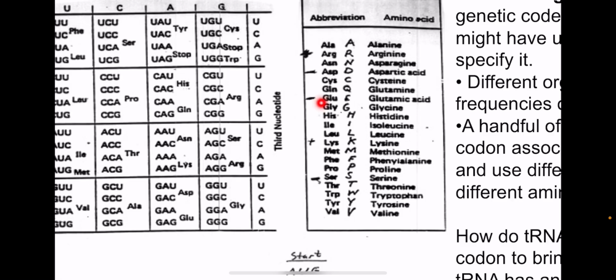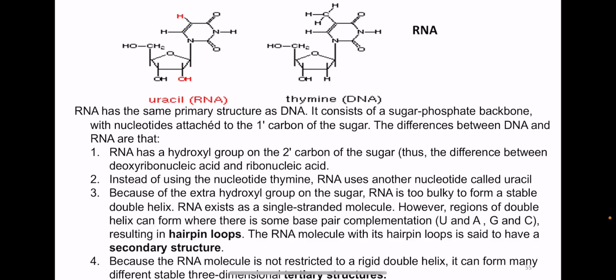Glutamate and glycine both start with G, but which one actually has the letter G? It is glycine. Glutamate or glutamic acid is E, and glutamine is Q. Cysteine, aspartate, asparagine, arginine, and alanine all start with an A but have different letters. Alanine is A, arginine is R, asparagine is N, and aspartate or aspartic acid is D. So you have to know this as well.